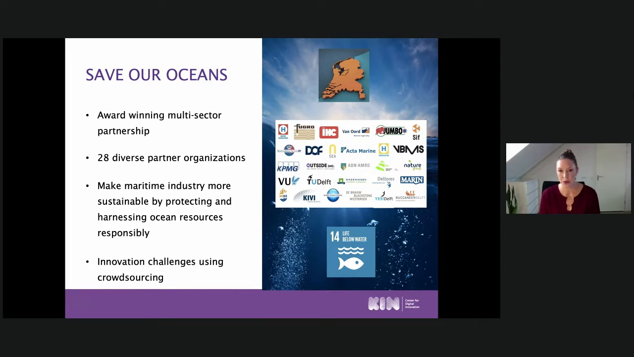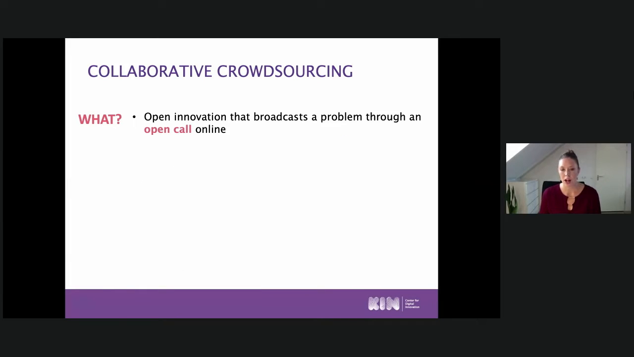The vehicle they used to reach these goals was innovation challenges using a digital tool called crowdsourcing. Crowdsourcing is a little different from the other data collection tools that will be presented in this session. Instead of collecting information directly from the ocean, crowdsourcing collects experiences, ideas, knowledge, and solutions from people, usually a very wide range of types of people.